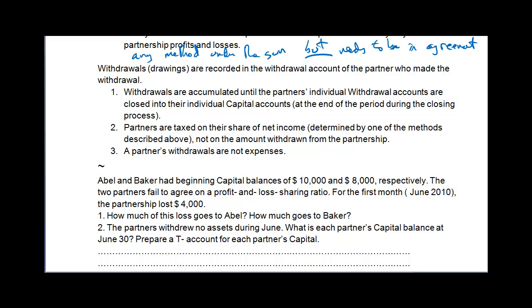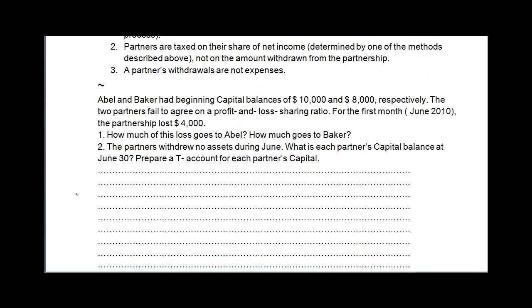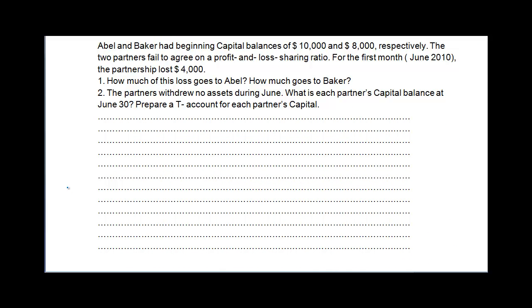Okay, so let's take an example and try and work through some of the numbers on how we might do some of this accounting. So let's look at Abel and Baker and their beginning capital balances of $10,000 and $8,000. They don't have a spelled out agreement in their partnership agreement on how to share profits and losses. So first month the partnership lost $4,000. How much goes to Abel? How much goes to Baker?